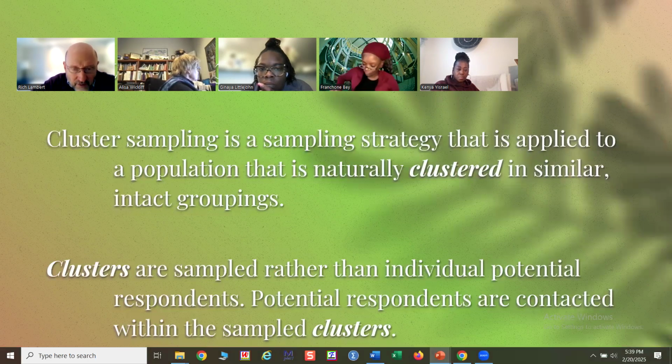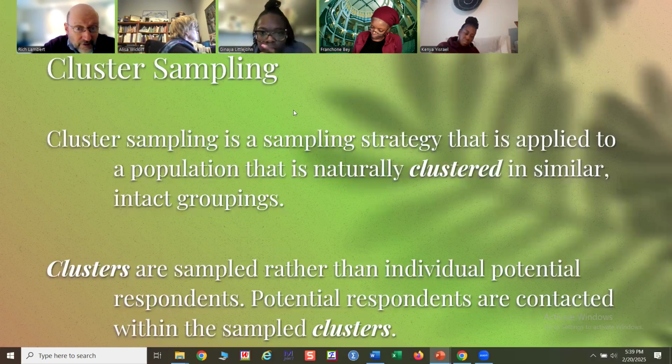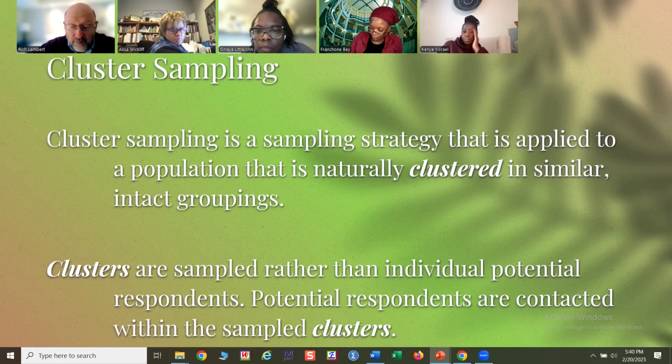All right, so let's talk through how cluster sampling works. Some of this is a review from last time. So cluster sampling, it's a strategy that we apply to a population that is naturally clustered in some kind of similar intact groupings. Now, it's very abstract, but I think you'll quickly see how this applies to education and why we use it in education. And so what we do is we sample clusters rather than individual respondents, and the potential respondents are contacted only through clusters that have already been sampled.